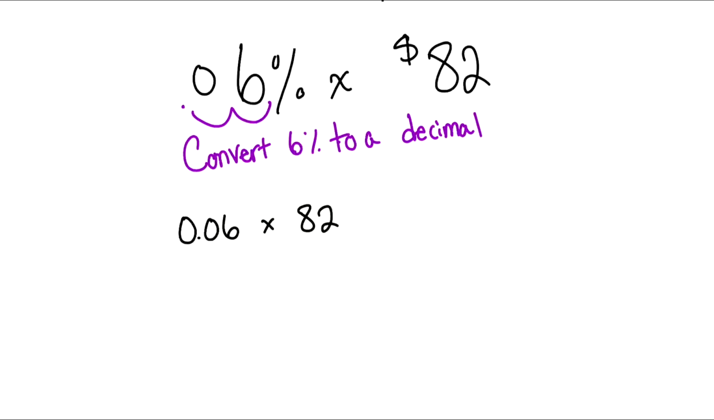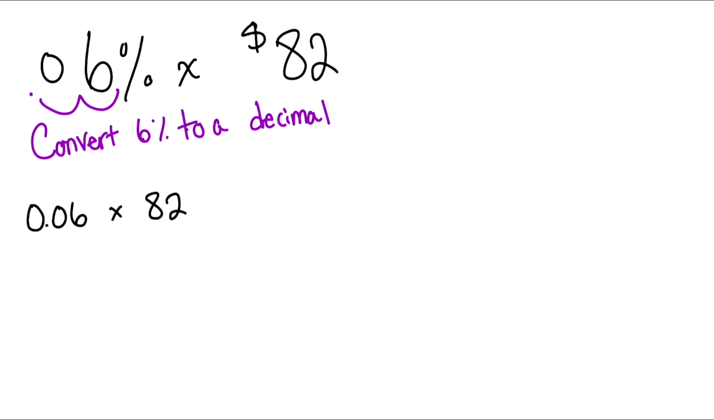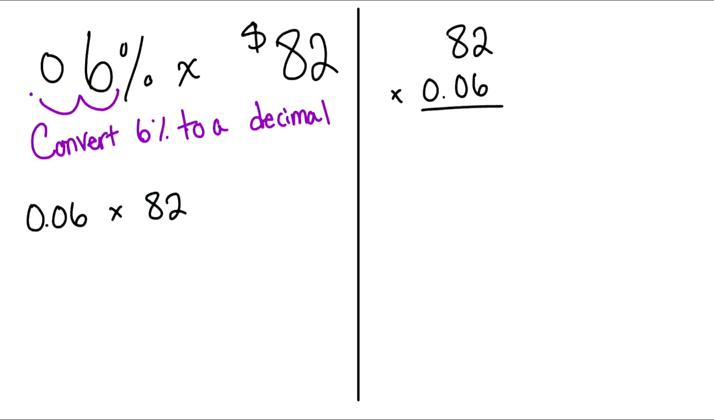Now, if we're feeling a little anxious or nervous about multiplying with a decimal, don't worry, I got your back, we're good. Here's how we're going to get it done. Let me just make a little more room here with a little vertical line. And let's go ahead and do 82 multiplied by 0.06.